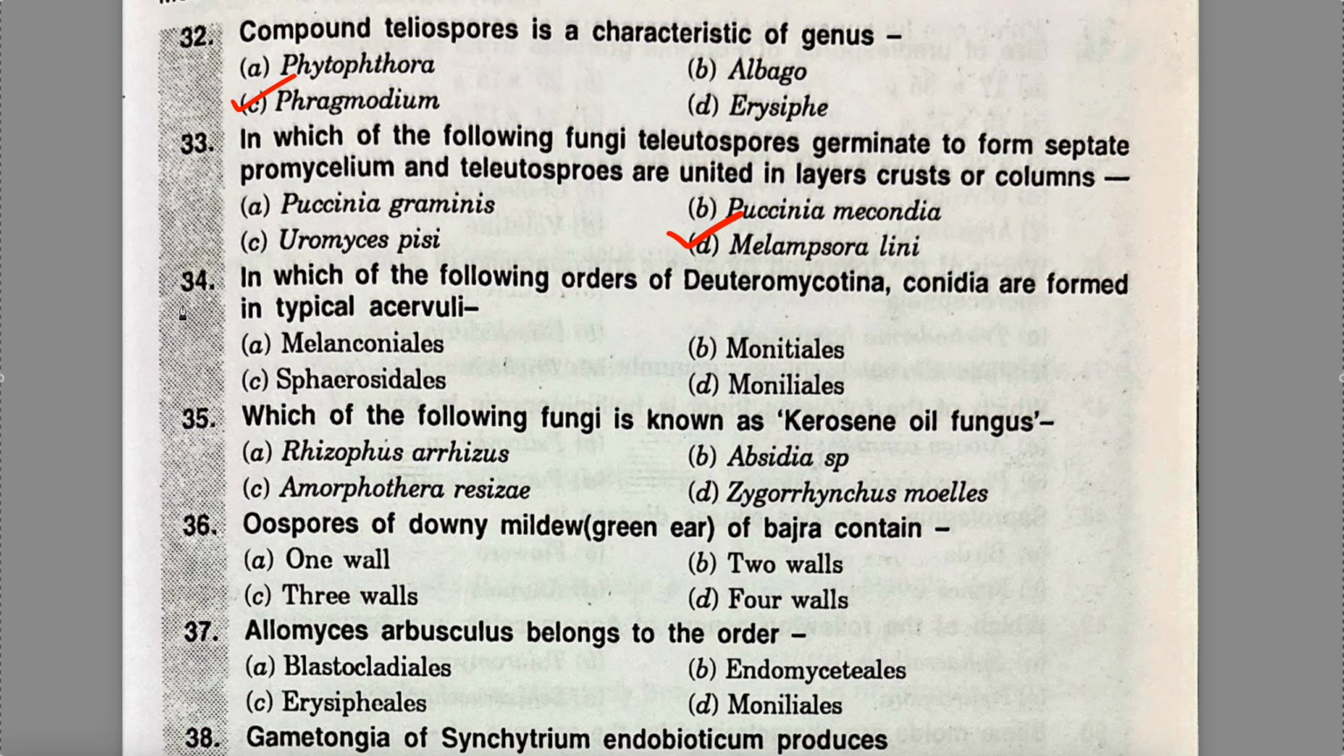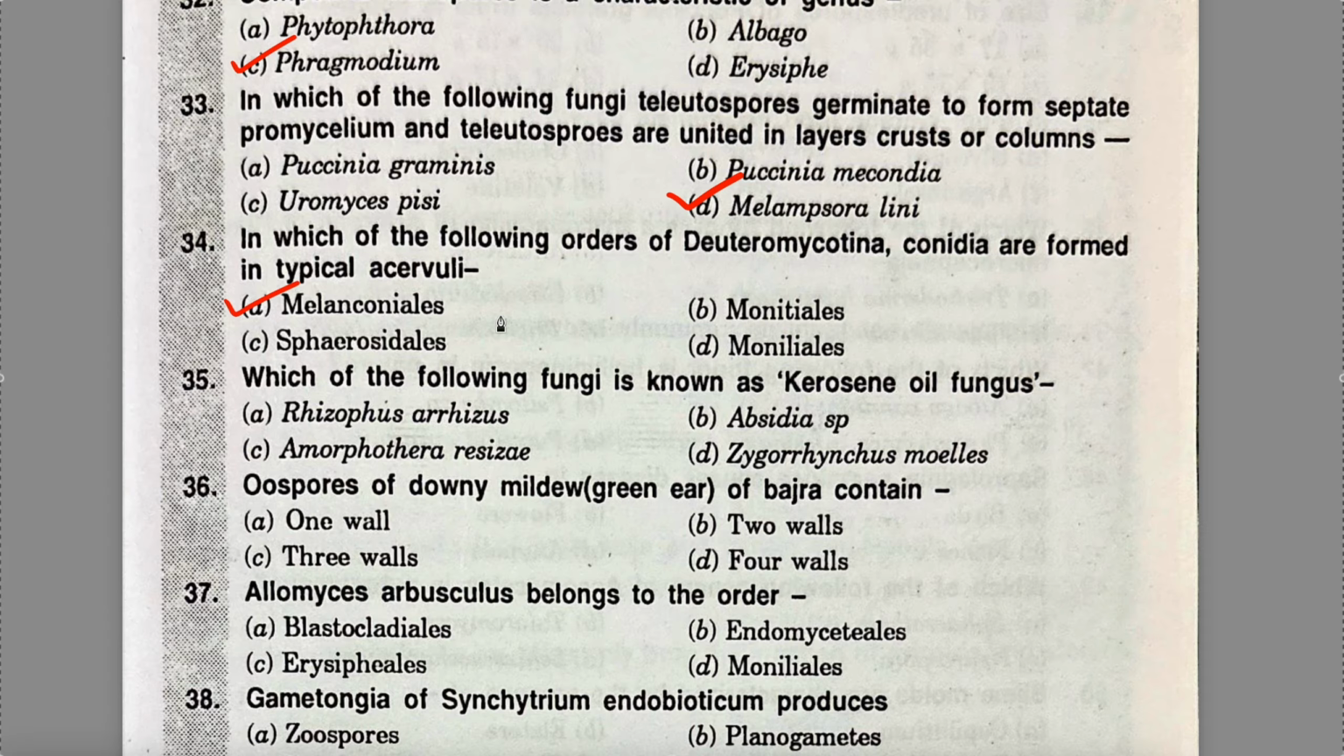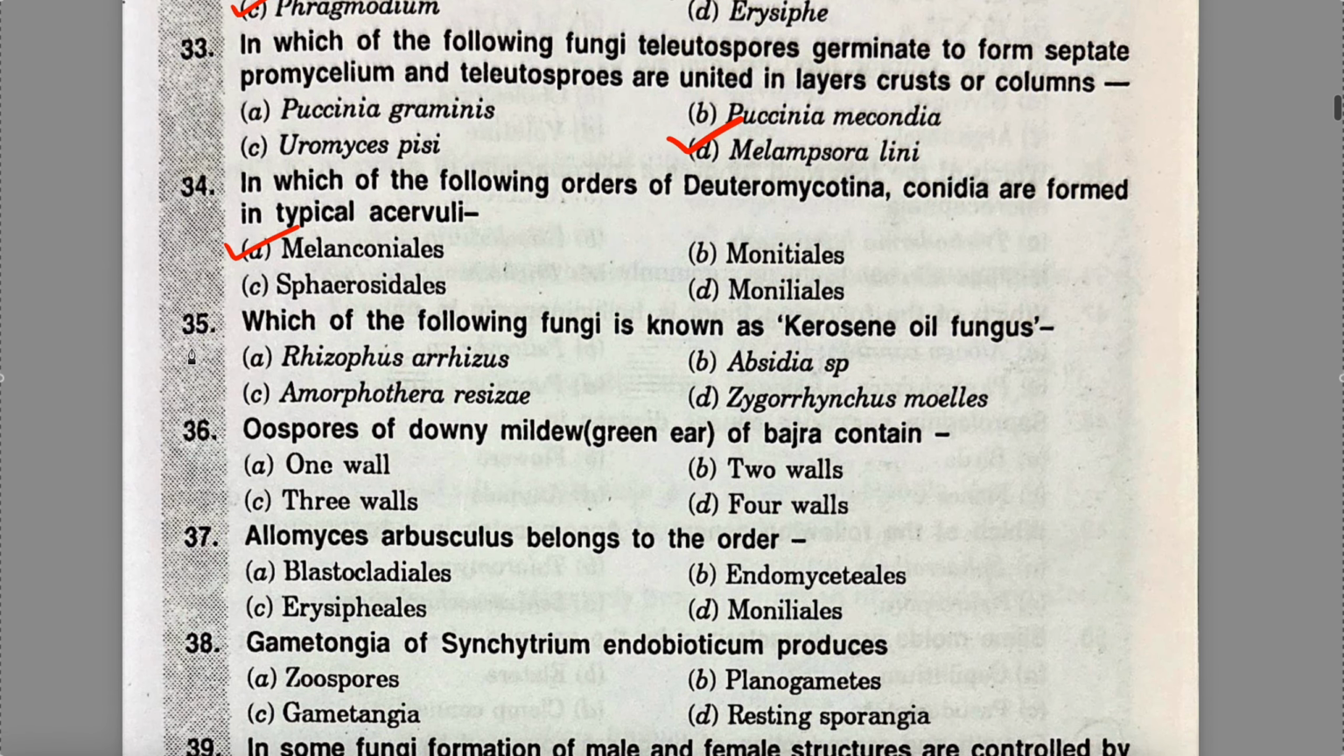Okay. Question 34. In which of the following orders of Deuteromycotina are conidia formed in typical acervuli? Melanconiales, Moniliales, Sphaeropsidales or Moniliales? The answer is Melanconiales. Okay. The common example is Colletotrichum, anthracnose disease.